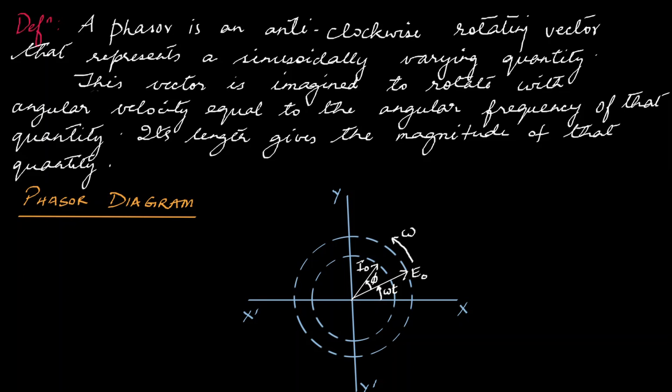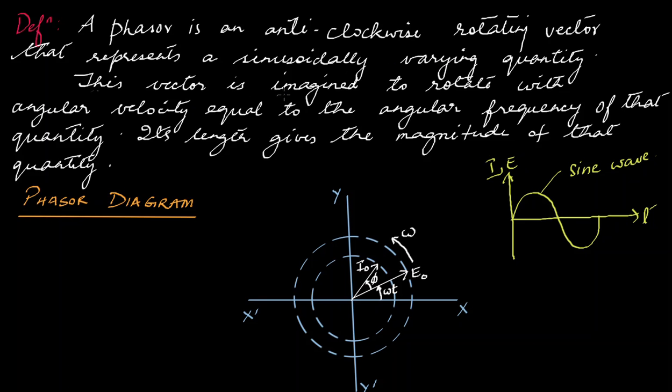You remember the graph of the alternating current? How does the graph look? If you plot the graph of current with time, it goes like this, yes or no? This is nothing but a sine wave. So for that reason, we say that the current is sinusoidally varying with time. Not only current, even the EMF is sinusoidally varying with time. So a phasor is an anticlockwise rotating vector that represents a sinusoidally varying quantity. It can be an alternating current or an alternating EMF.